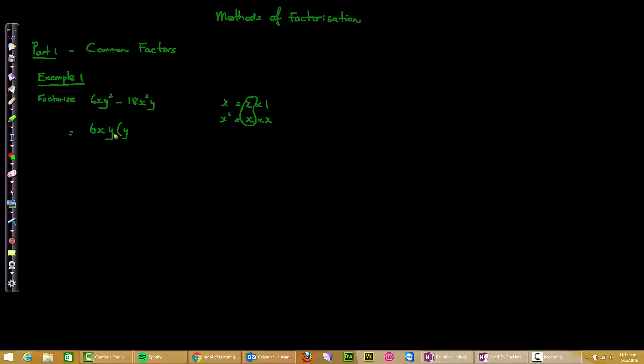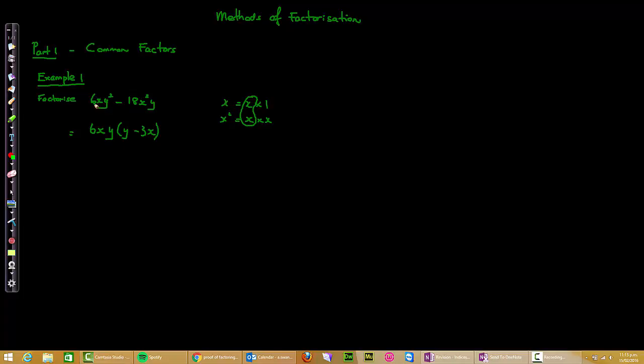Okay, 6xy times what to give negative 18x squared y? Well, I need a negative 3 to give the negative 18 back, and I need to multiply x with another x to give the x squared back. And I've already got y here, so multiplying 6xy with negative 3x, yes, that will give negative 18x squared y. So let's close off the bracket, and that is now factorized.